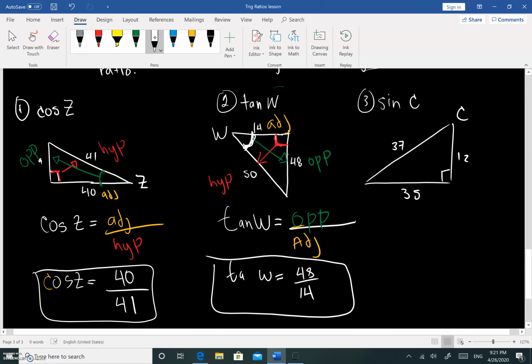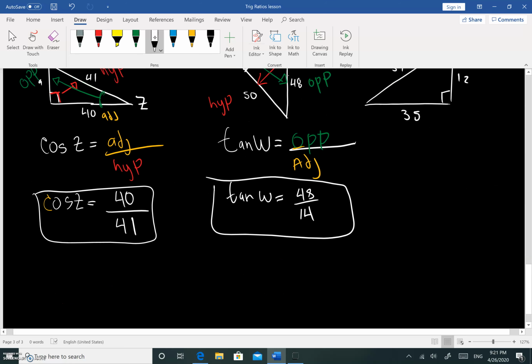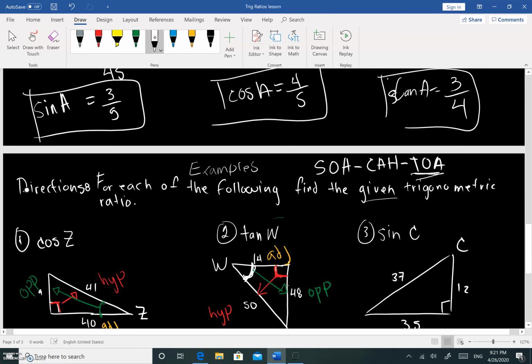And I put tan. This is supposed to be tan. Now let's go over the last one.